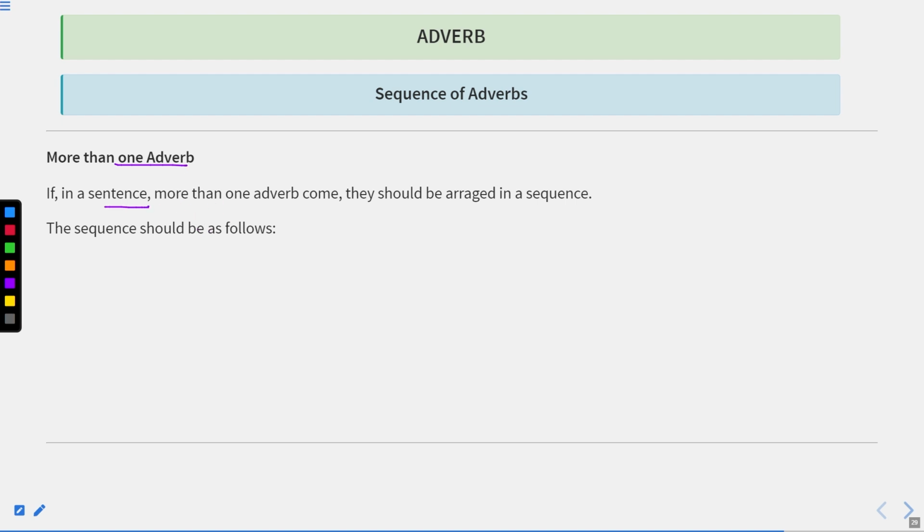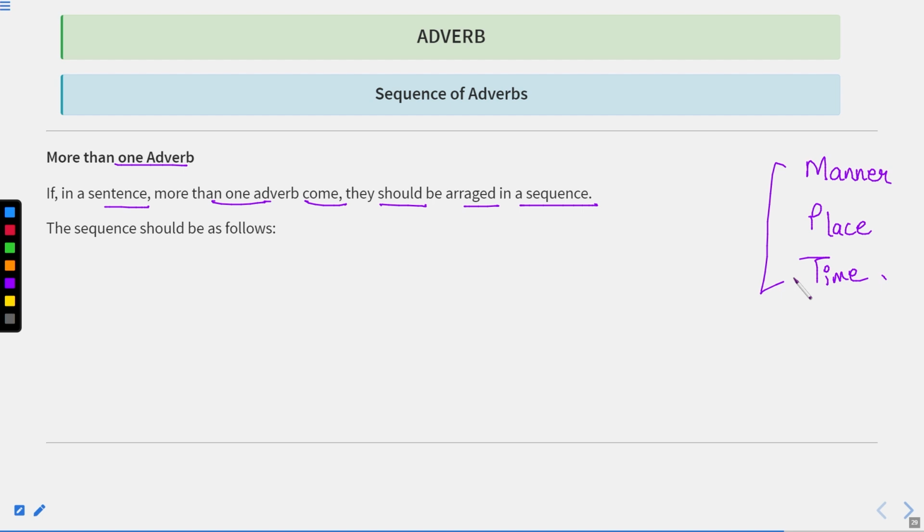If more than one adverb comes in a sentence, they should be arranged in a sequence. Suppose in a sentence we need to write all three types of adverbs: adverb of manner, adverb of place, adverb of time, that we call MPT. M for manner, P for place, and T for time. We know well that all these three adverbs are placed after the verb and the object in a sentence.